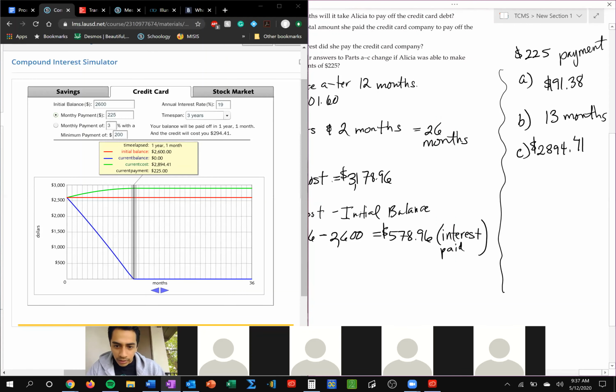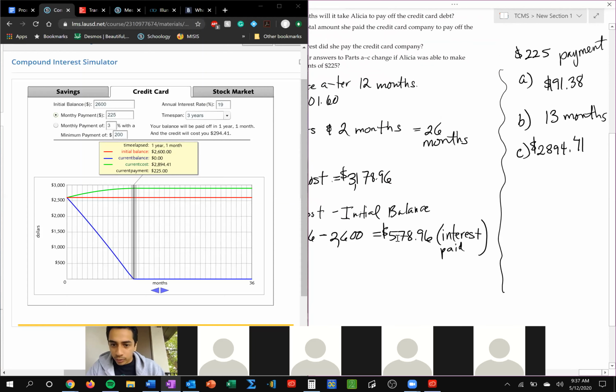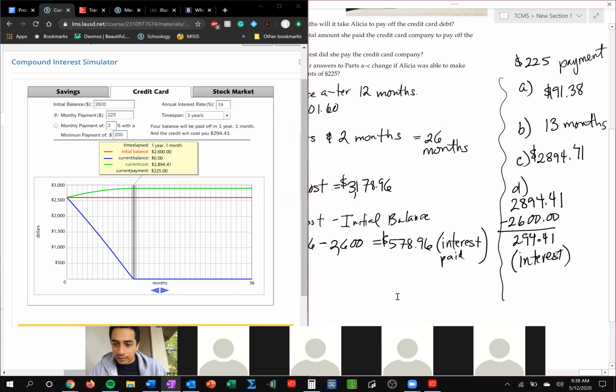All right. So then the interest that she pays as a result of that is much less, right? Because this total cost is not much larger than the initial balance, right? So we could take the 28.94 with 41, and from that we could subtract the 2,600 to find out how much interest she really paid, right? So here, this is 0.41, that's 4, that's 9, here that's 2. Okay, so really, she only ends up paying $294 in interest compared to 578 with 96 cents.